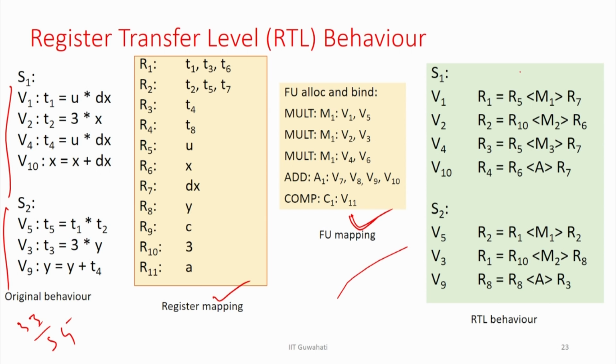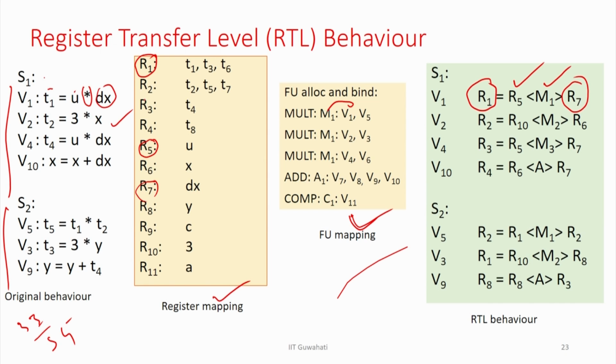What is that? So, for example, in time step 1 or S1, I have the operation T1 equal to u star dx, but u is nothing but R5 in hardware. So, I can replace this u by R5. Similarly, T1 is nothing but R1 in hardware, so I can replace T1 by R1. Similarly, this multiplier is nothing but M1, because V1 is happening here, so I can replace it by M1, multiplier 1. And dx is nothing but R7, so I replace dx by R7. So, now the operation T1 equal to u star dx is nothing but a register transfer level operation in hardware between R5 and R7. I am reading register 5, I am reading register 7, and I am doing the multiplication, and that result is stored in register R1.